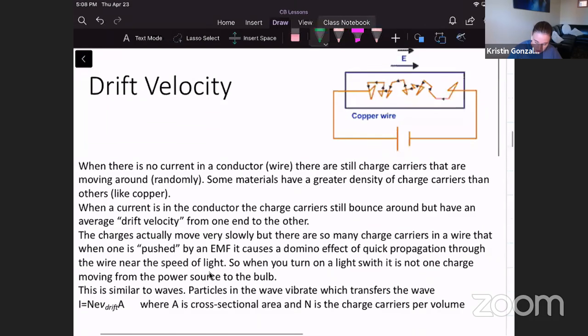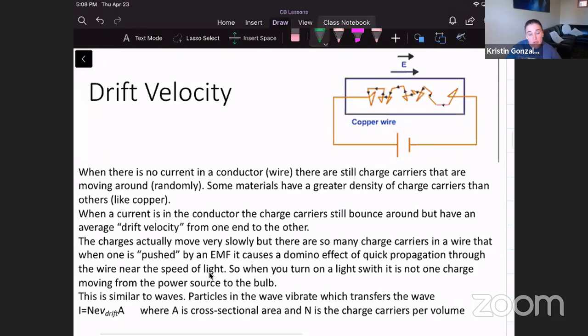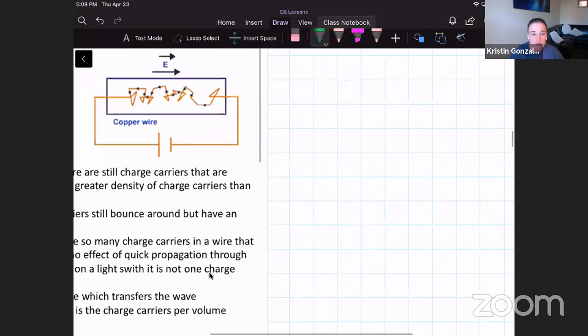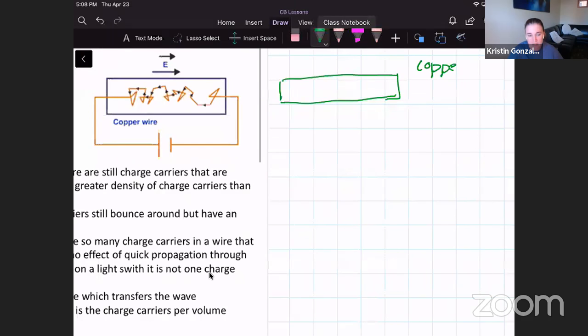The other thing I wanted to touch on tonight, which might not be a review for you, is drift velocity. So if I draw here a wire, a conductor, maybe a piece of copper wire, and it's connected to a battery. But if I just have a piece of copper wire not connected to a battery, there are still charge carriers within that material, and they're bouncing all around. Now, if we apply a potential difference to that wire, that's going to push those charges through the circuit.